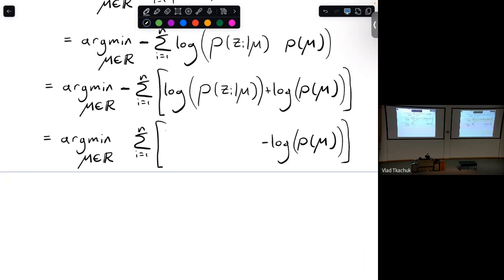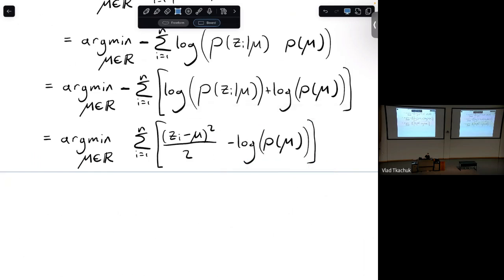Okay, so you have this Zi minus mu squared over 2. And then you notice, oh, this sum only applies to the first term. So let's just do that in this step as well. The sum only applies to the first term, and you get this negative log p of mu out here. Okay, great. And now I'm going to just expand this out. So we still are minimizing this whole quantity here. And now this is simplified.